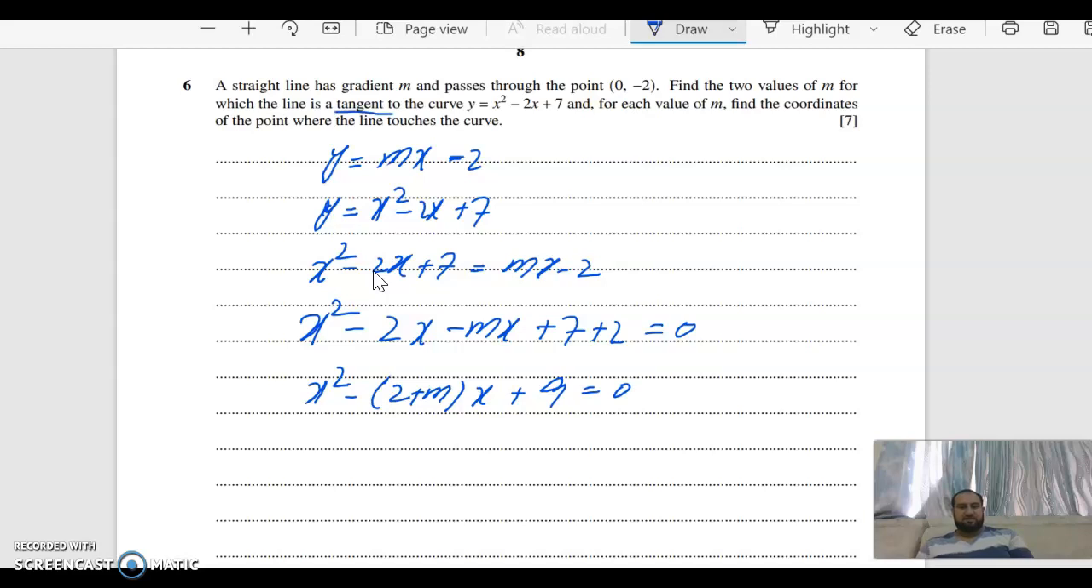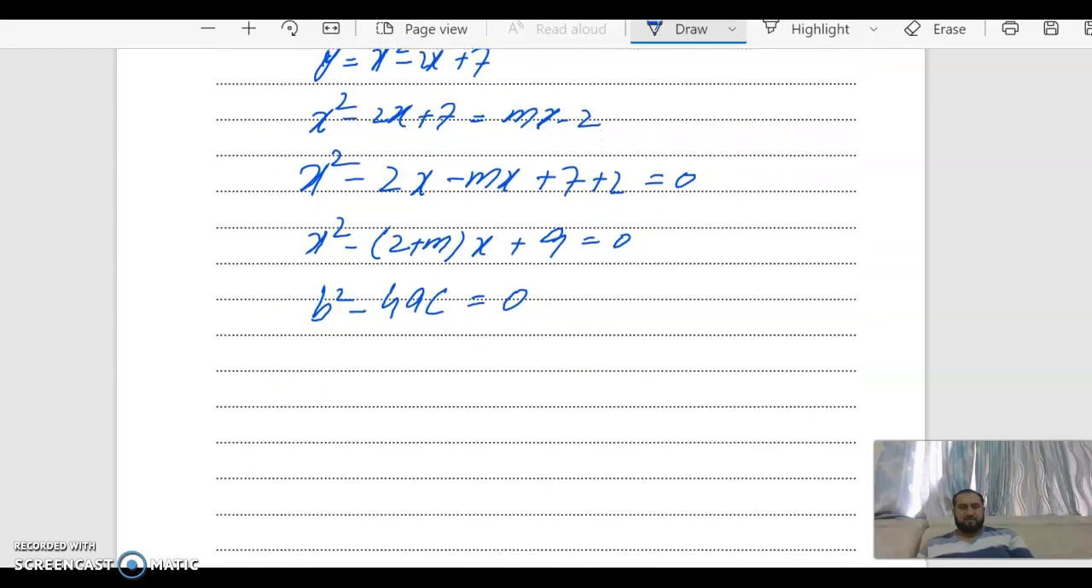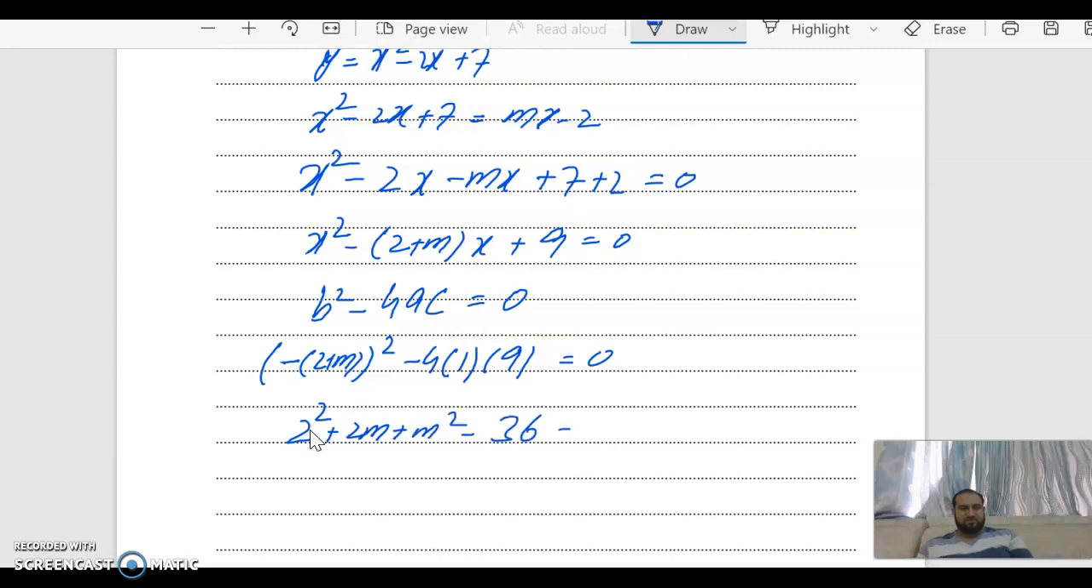Since this is a tangent, it means there is one point of intersection, so b squared minus 4ac is equal to 0. Then from here b is minus (2 plus m), so (2 plus m) whole squared minus 4 times 1 times 9. That means 4 plus 4m plus m squared minus 36 is equal to 0. So m squared plus 4m minus 32 is equal to 0.